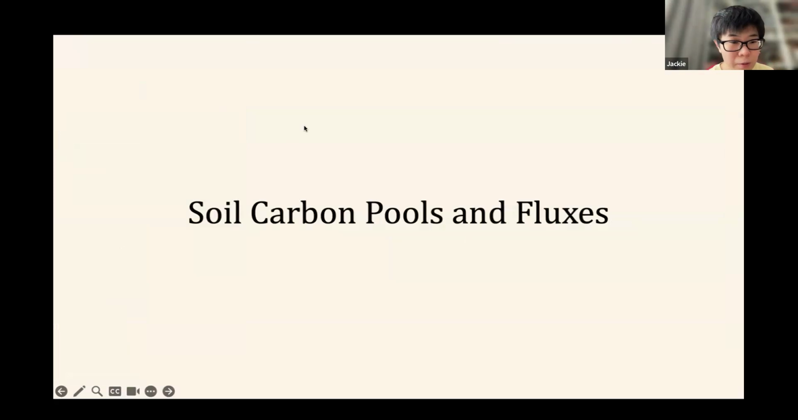So after talking about the overview of the global carbon cycle and the spatial distribution of the different carbon pools, we can continue and zoom in on our topic, agriculture related. But before that, I still would like to introduce some concepts and some basic theory related to soil carbon pools and fluxes.